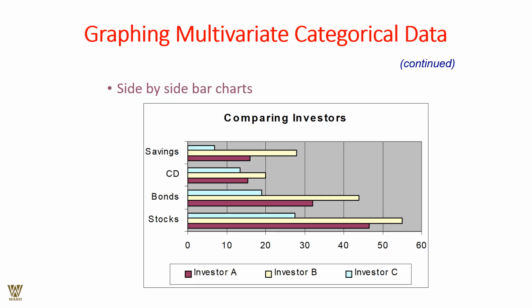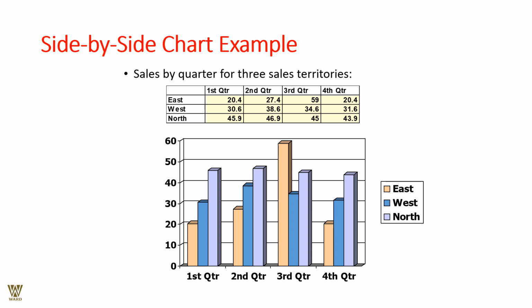Now this is where it can be depicted on a graph. This is a side-by-side chart. Here, with the investors, we are moving into savings, company deposit, bond and stock. Investors A, B and C have been classed in different colors altogether, and that is what we are looking at.